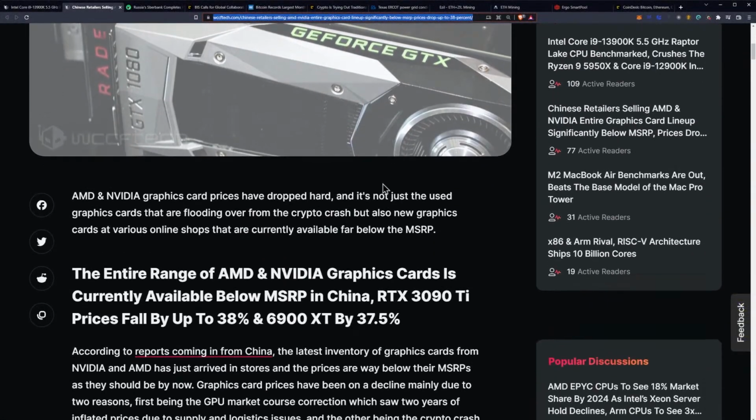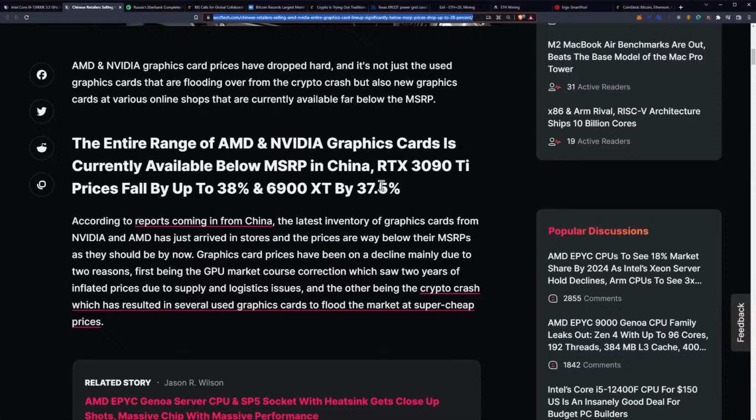Chinese retailers are selling AMD and NVIDIA's entire graphics card lineup significantly below MSRP, with prices dropping by as much as 38%. This is a report from WCCF Tech as well. AMD and NVIDIA graphics card prices have dropped hard, and it's not just the used graphics cards flooding over from the crypto crash, but also new graphics cards at various online shops that are currently available far below MSRP. As they should be, because remember, they launched at a time when crypto mining had caused a huge demand, along with the shortages caused by the lockdowns.